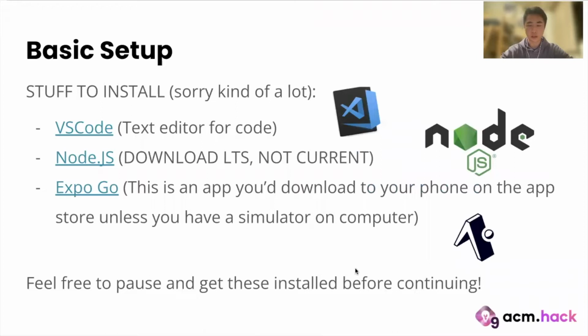Unfortunately for Windows, as far as I'm aware, there's no easy simulator on your computer. So you'd probably have to download Expo Go directly on your phone. But even if you're on a Mac, you can also download Expo Go to your phone and look at it on your phone. So feel free to pause and get these installed.